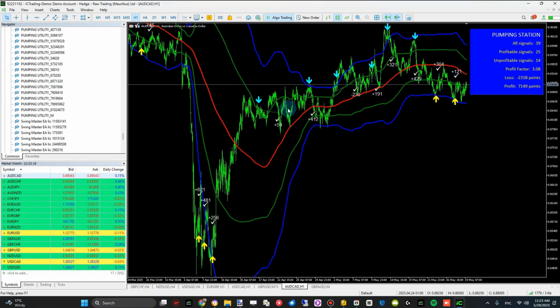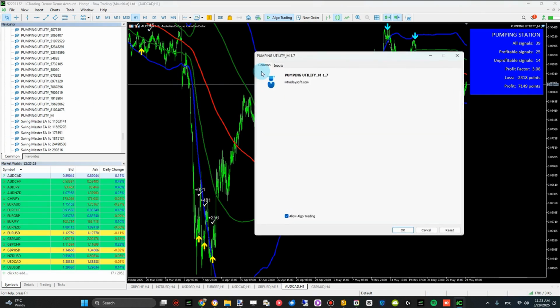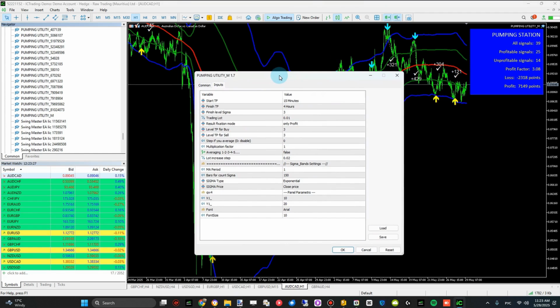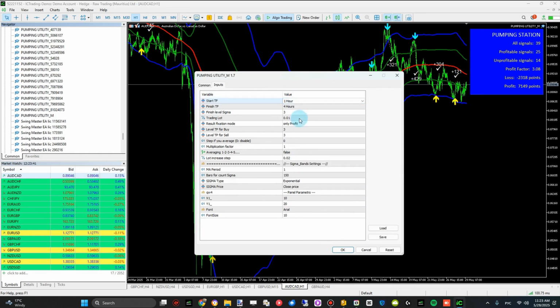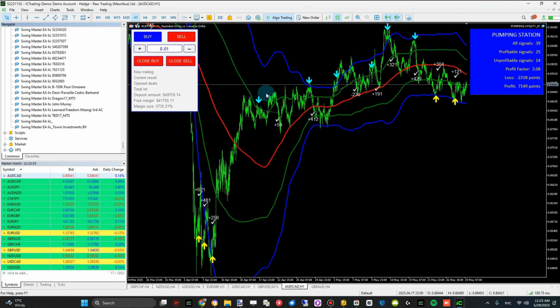Next, regarding the utility, we take the utility and drag it onto the price chart. And here, in the utility, we set the starting time frame accordingly. If we're starting to trade from the hourly time frame, then here we also set the starting time frame to 1 hour. We don't change the finishing time frame. Let 4 hours remain as it is. That's it. In this way, we have set up the system for trading on the 1 hour time frame.